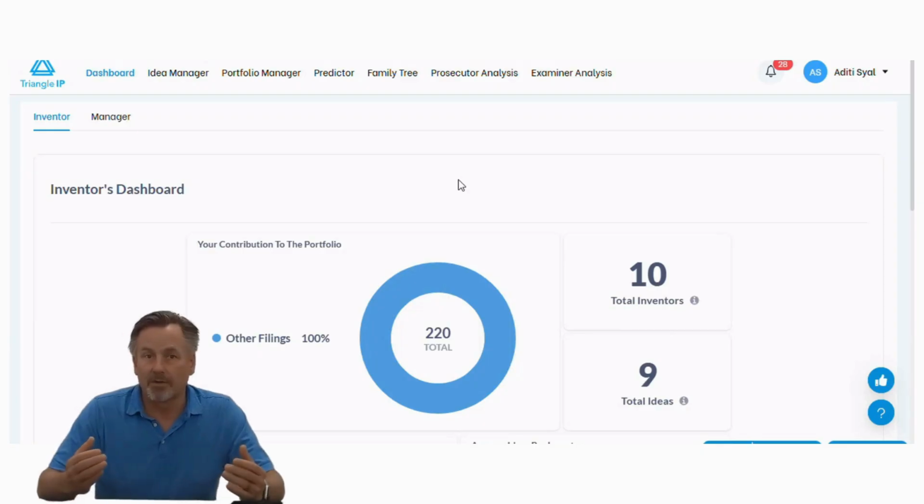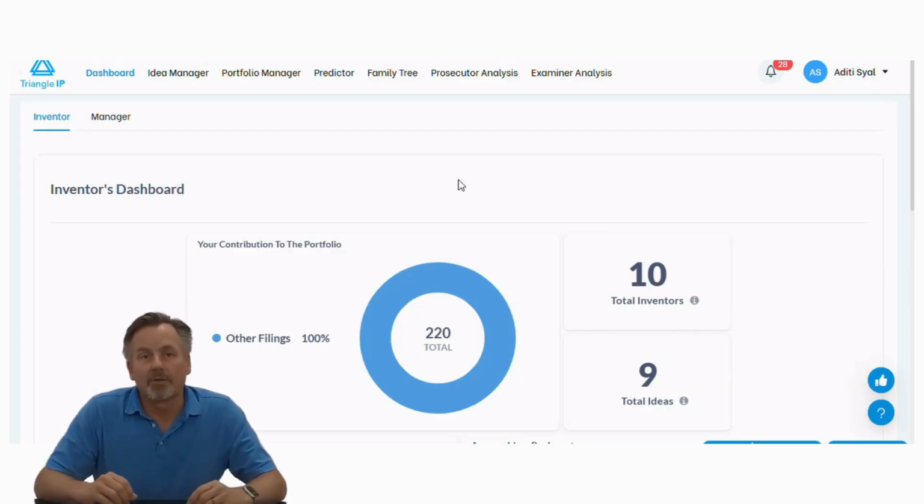That's where Prosecutor Analysis in the TIP tool comes in. It gives you real prosecution data on any attorney or law firm so you can evaluate them, compare them, and choose with confidence. Let's walk through it.